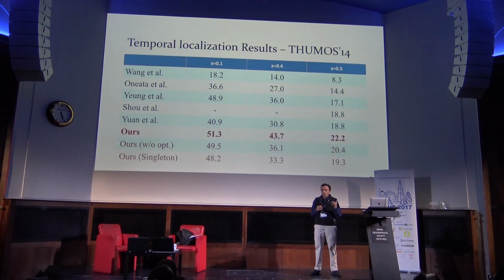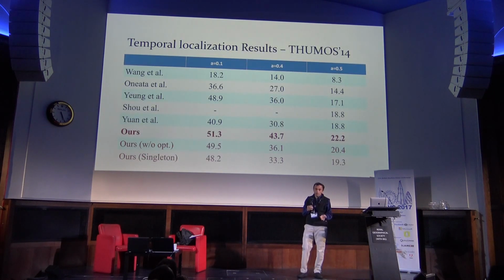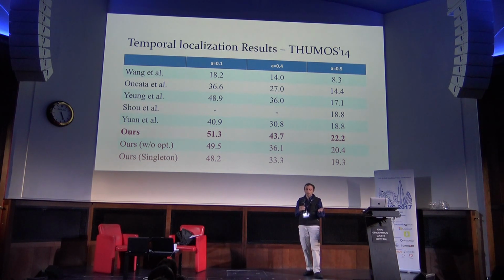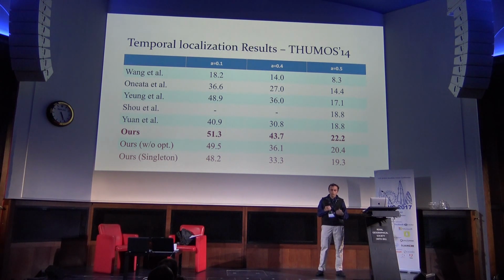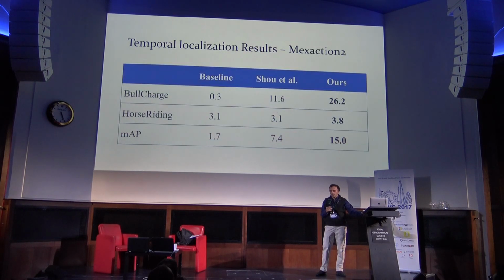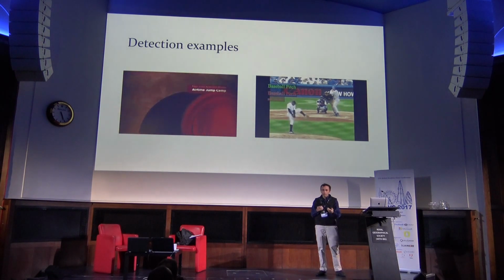So the results on the THUMOS dataset are quite promising. You can see with the latest studies the impact of what happens if you don't use the parts, which is the singleton one, and if you don't iteratively optimize, as I showed, you can see also the degradation that we get. So in other words, the little components help, and it's an efficient system, and we see promising results also on MixedAction. So here are some examples.